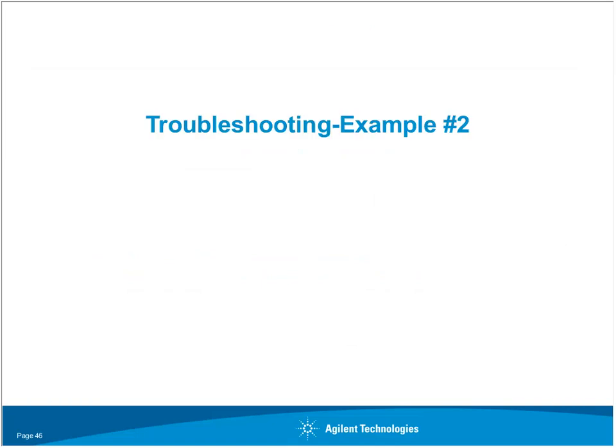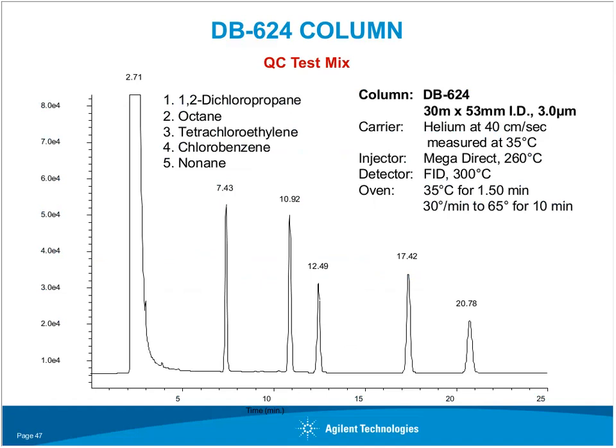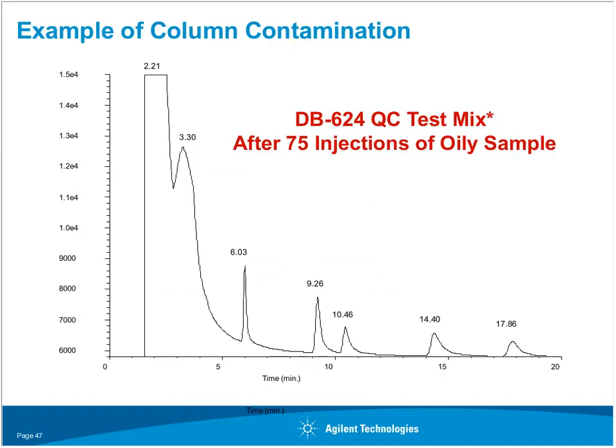So let's look at another example. This is a DB624 column. Here are the components within the mix we're looking at, and this is actually the test mix for the column. So look at the next chromatogram.